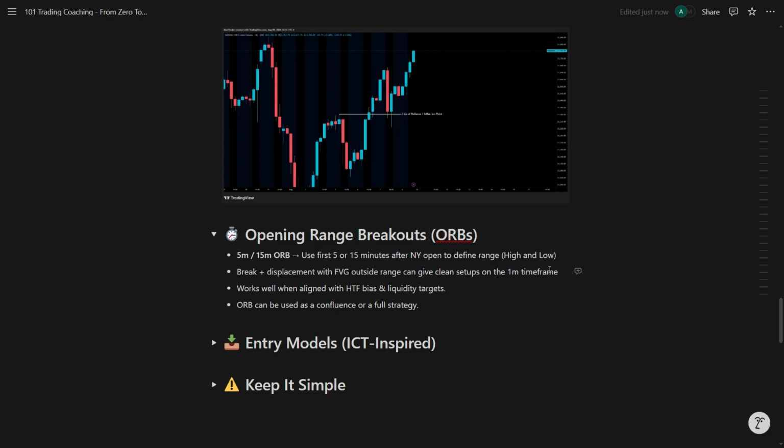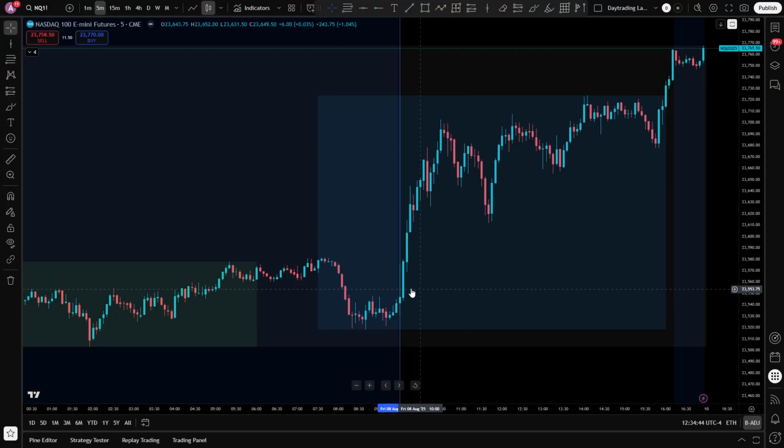So you take it within the breakout. This works well when aligned with high time frame bias and liquidity targets, and it can either be used as a confluence or a full trading strategy. You can literally only use this for a full trading strategy, and you'd probably do pretty well. I mainly use them as a confluence, though. I'm going to show you now.